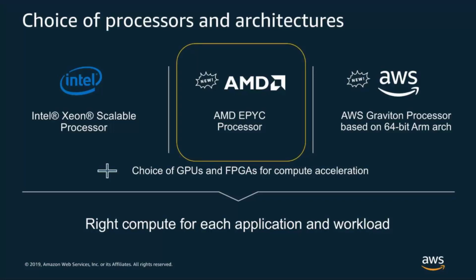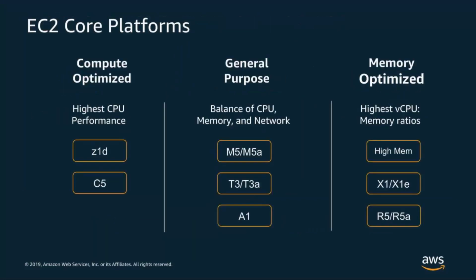So let's dive a little deeper into the AMD EPYC processor instance types, which is the topic of this specific session. Within our core platform families, these are the 3 large pillars of EC2 Core Platforms. Compute optimized is where you're going to get the highest CPU performance. If you need the highest single threaded performance, or you find that your workload is always pinging the CPU close to 100%, this is typically an area where you would want to evaluate an instance type for the highest CPU performance.